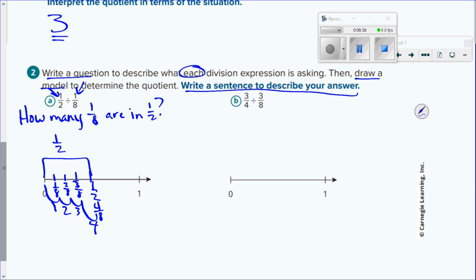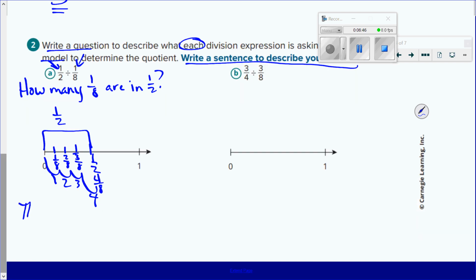So how many 1/8s are in 1/2? 4. So write a sentence to describe your answer. There are 4 1/8s in 1/2. Is this making sense? Are you starting to see the pieces?